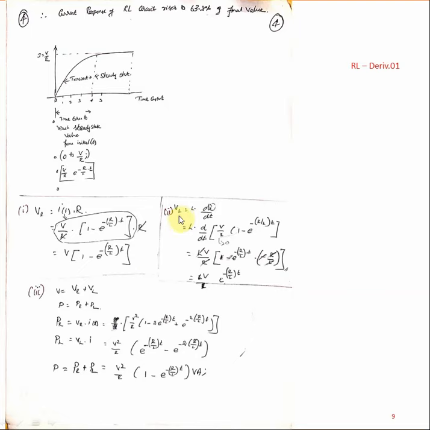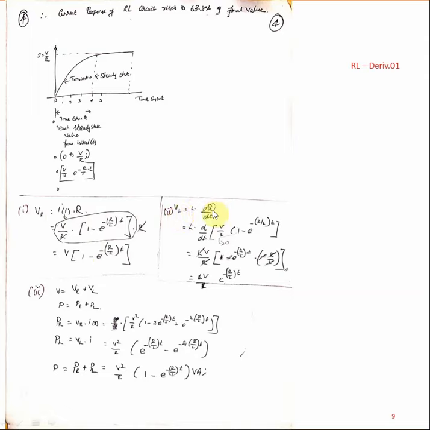Next one, VL. What is the general equation? VL means L di by dt. This is the general equation, just like in Ohm's law V is equal to I and R. V of L means L di by dt. You learned about this in the first unit. I will show you a tabulation; in that tabulation it will show you VL, L dot di by dt.